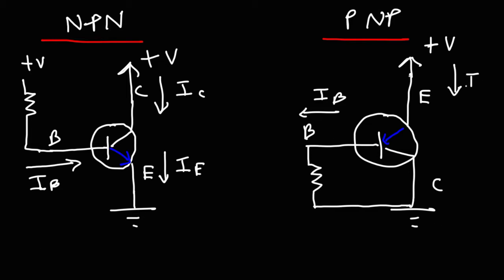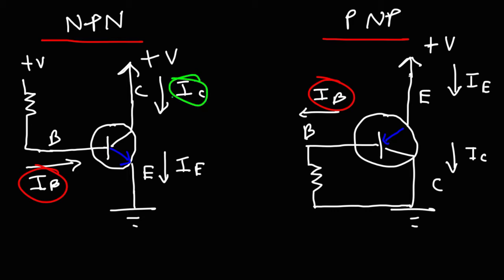Now for the PNP transistor, current is going to flow from the positive potential to ground, so this is going to be the emitter current, and as you can see, it's in the direction of the arrow. The collector current is going to be flowing away from the PNP transistor, and the base current flows away from it. So these two transistors are completely opposite to each other. In an NPN transistor, the base current flows into the base terminal, whereas in a PNP transistor, it flows away from the base terminal.